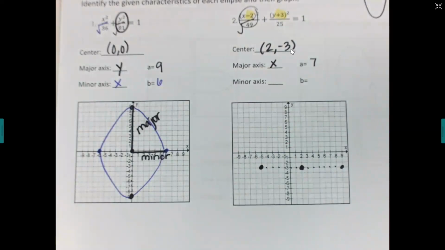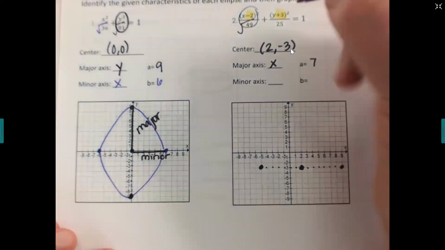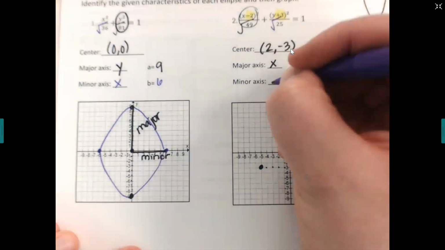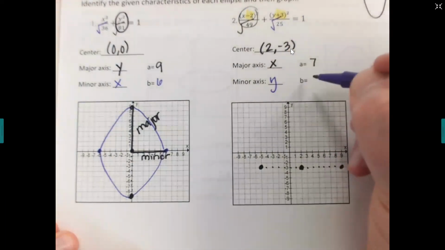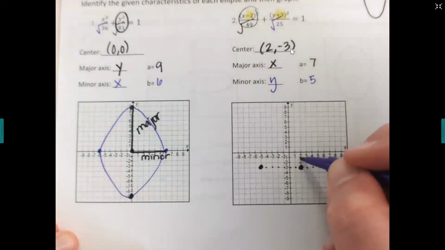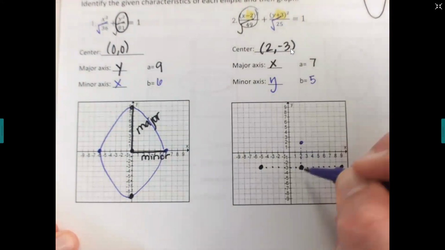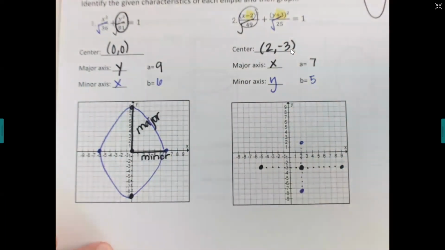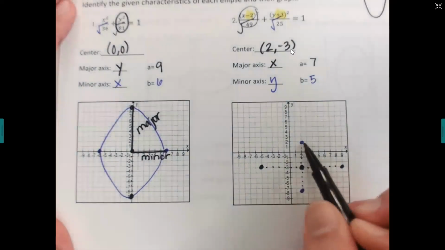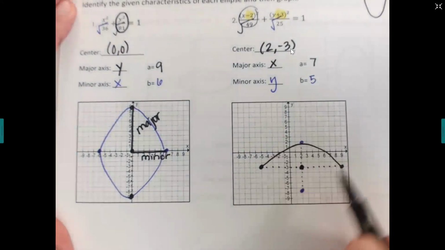Under Y, I see a 25. Then I square root that. And what is the Y, the minor axis, going to be? Up and down, how many? 5, thank you. So then 1, 2, 3, 4, 5. 1, 2, 3, 4, 5. And then you can draw your oval, or your ellipse is technically what it's called. Okay, so it'll just be like that.